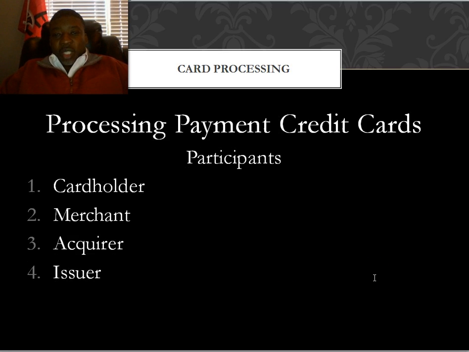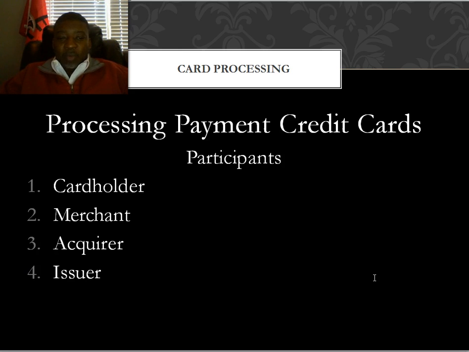So let's just talk about card processing. And again, these are overviews. We're going to talk about this in so much depth later on. You have your cardholder, that's the person buying something. The merchant, that's the company that they're buying it from. The acquirer, that's the company the merchant has purchased or has asked to process the cardholder data or the cardholder transaction. And the issuer, that's the bank that the cardholder belongs to.